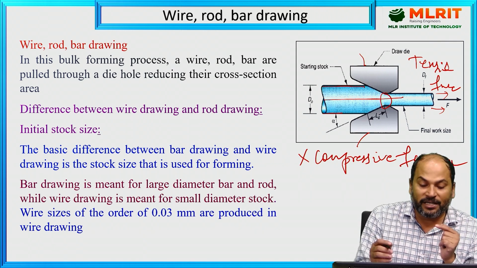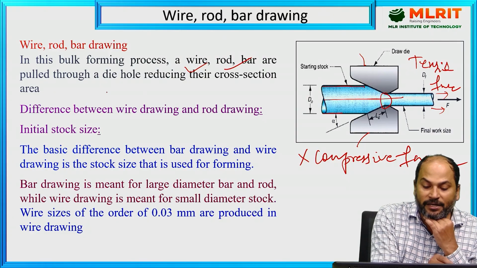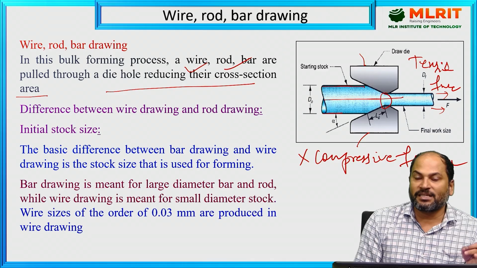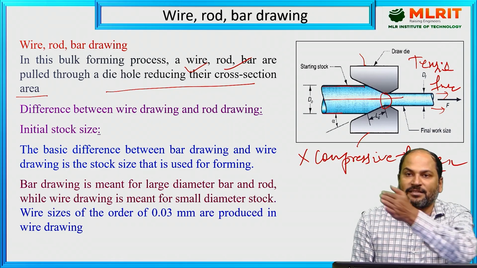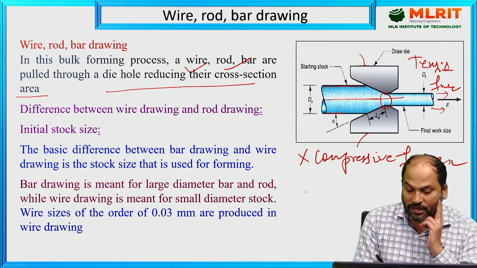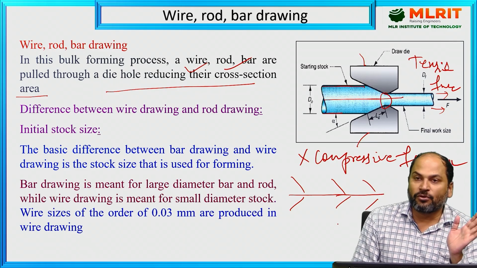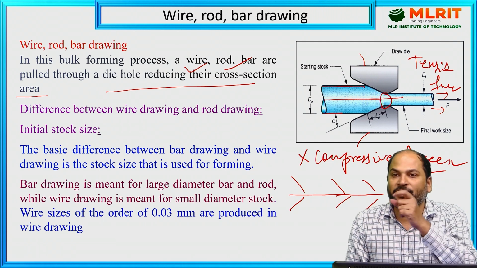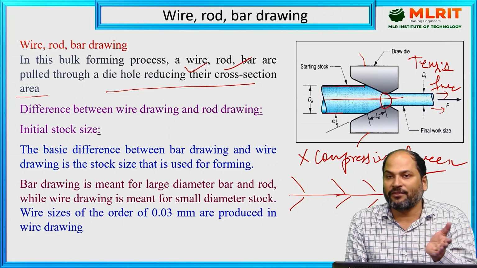In this bulk deformation process, a wire, rod or bar is pulled through a die hole, reducing its cross sectional area. Generally in the case of wire, it is not possible in a single pass, so there will be multiple passes and different arrangements of dies in sequence. Suppose the wire passes through this die, then the same wire passes through this die, then through this die. In sequence we reduce the diameter, and finally whatever diameter of wire we want, we put at the last die, and we get it.